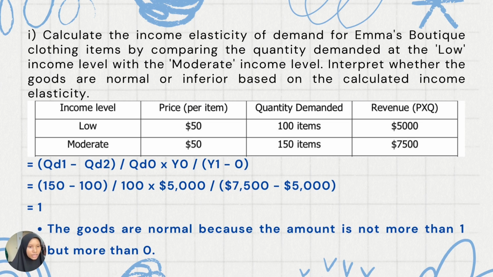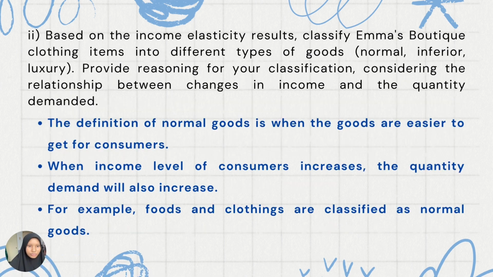So the calculation is 150 minus 100 divided by 100 times $5,000 over $7,500 minus $5,000. The calculation of income elasticity of demand, we got 1. So the goods are normal because the amount is not more than 1 but more than 0.